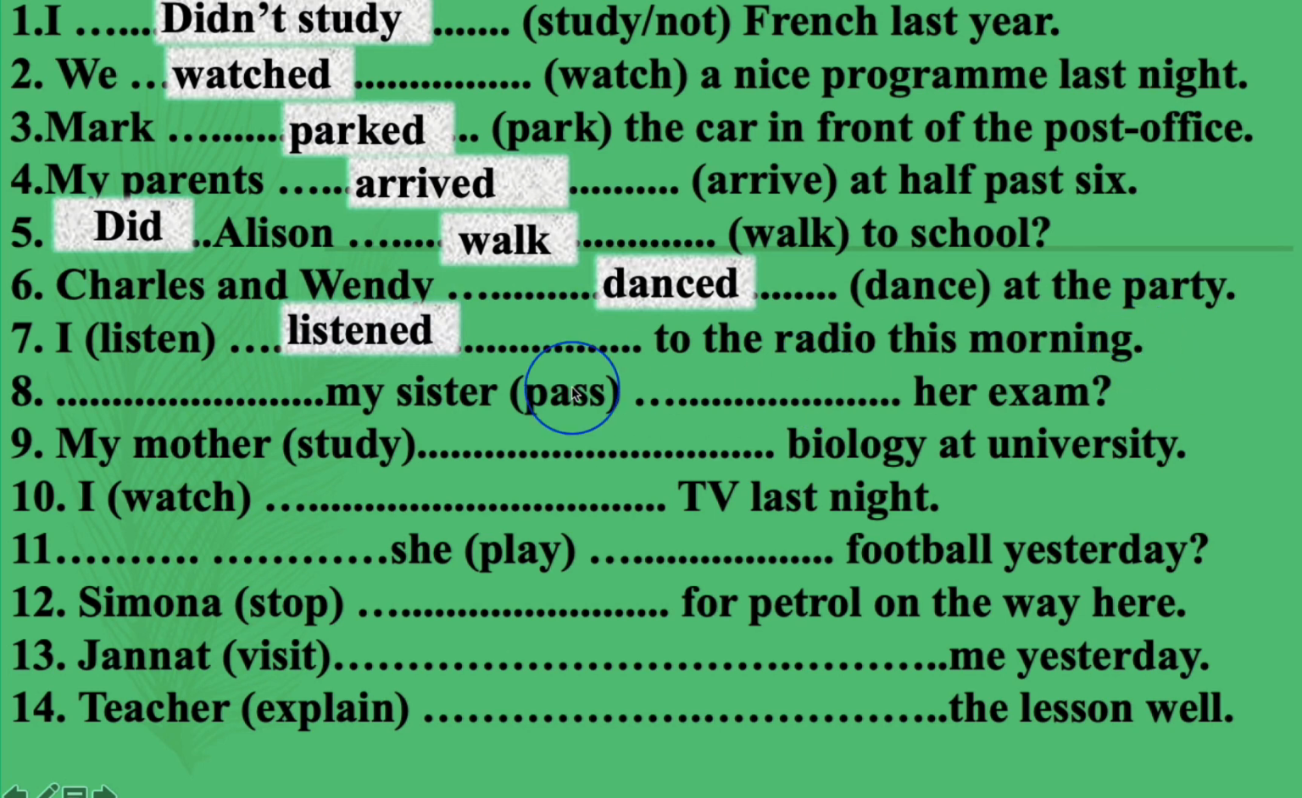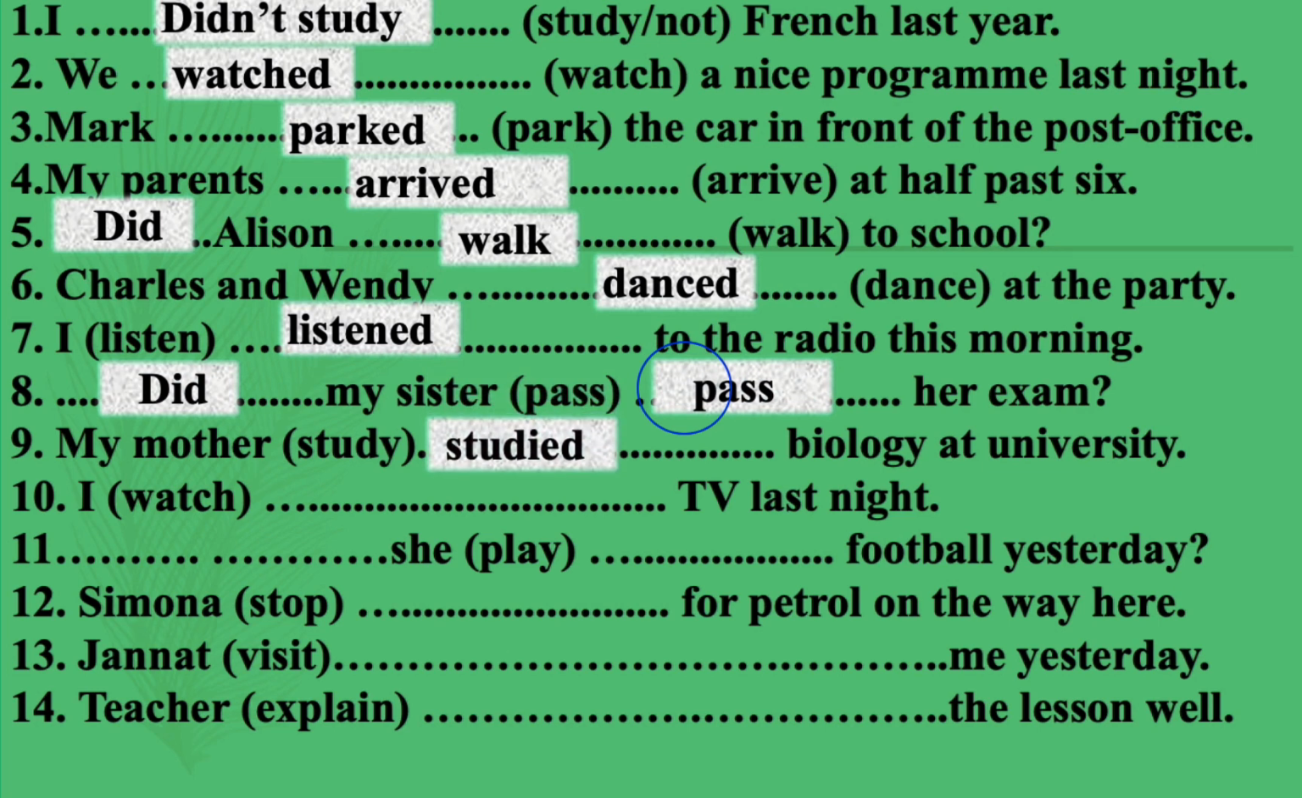Okay. 8, pay attention here, we have a question mark. So it is negative form. So my sister, my sister exam. So the answer is did my sister pass her exam? My mother studied biology at university.